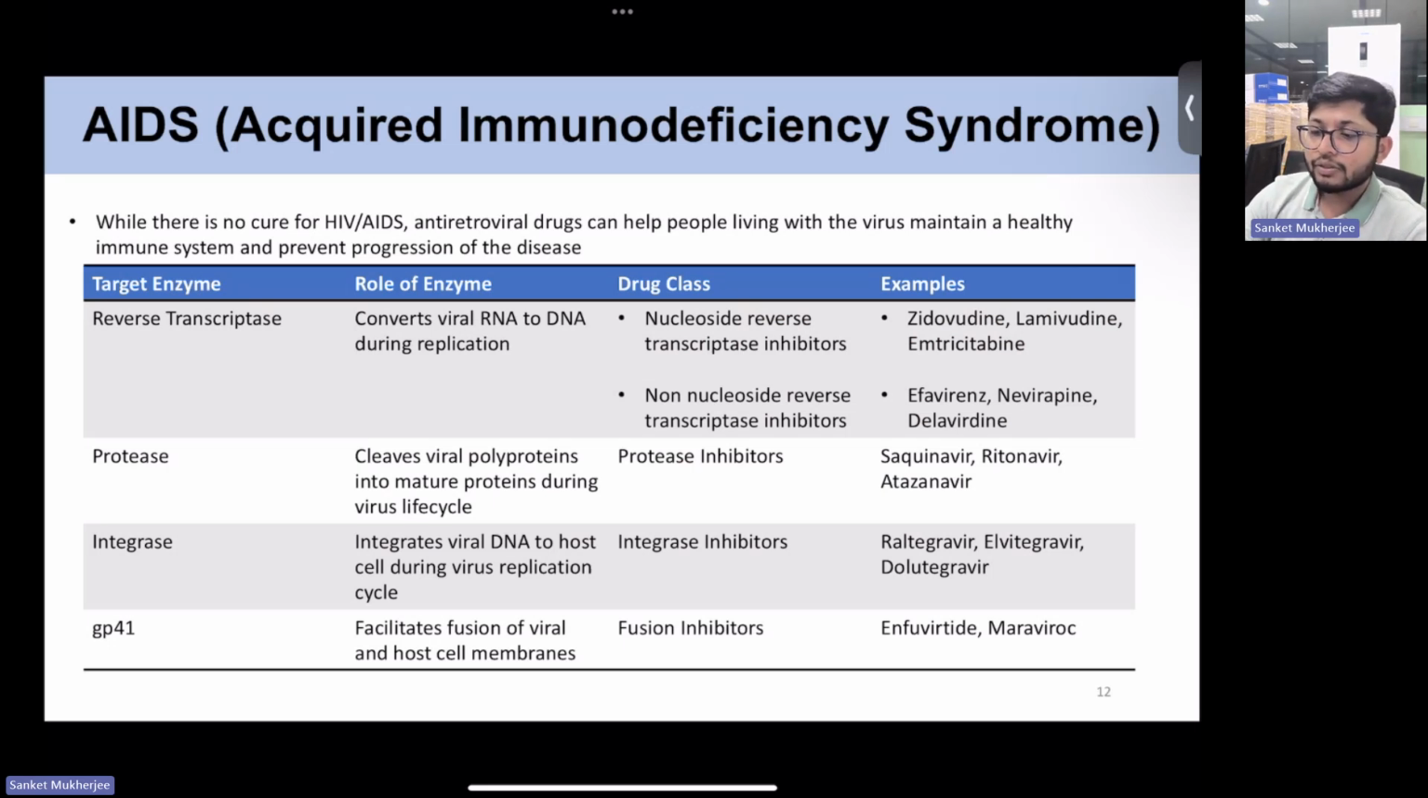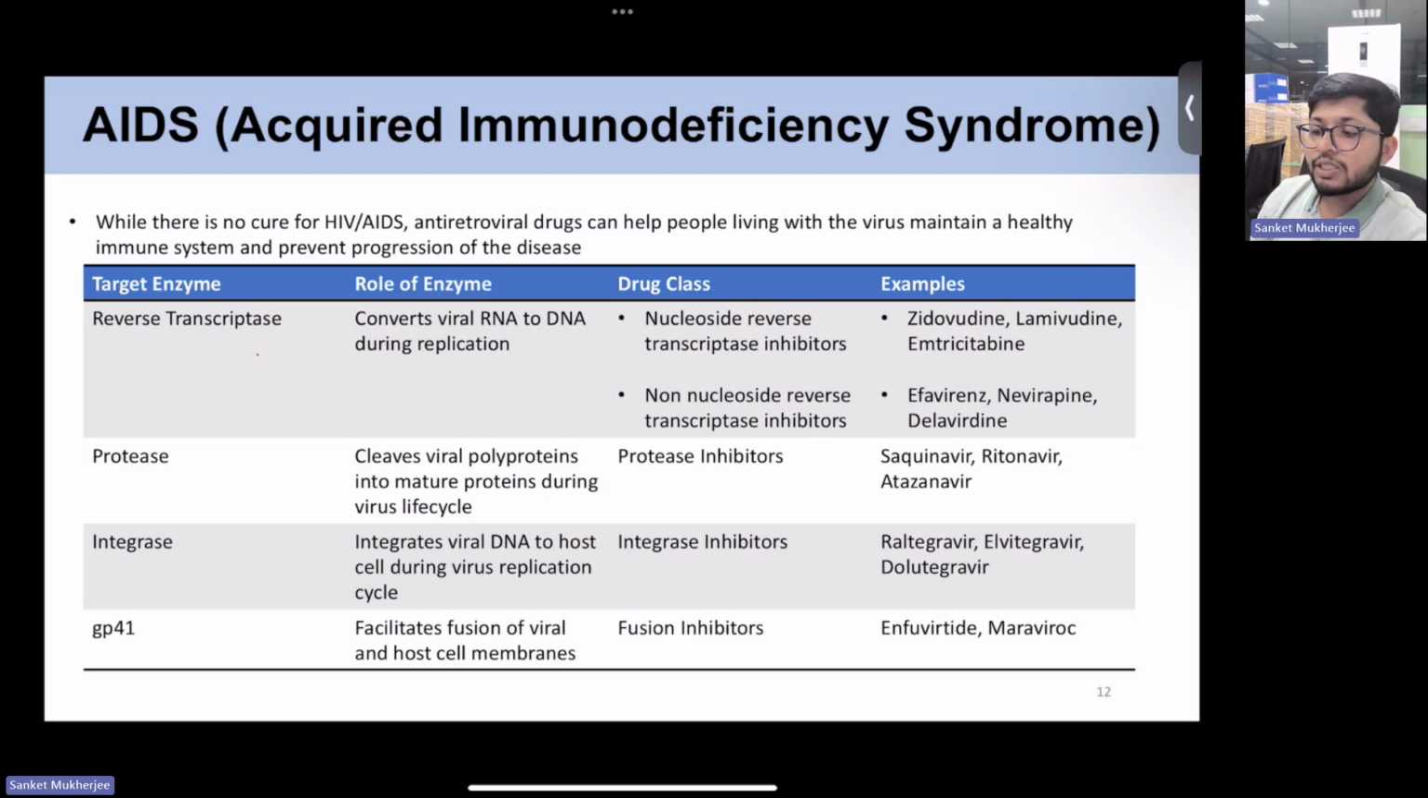For example, for the target enzyme reverse transcriptase, which converts viral RNA to DNA during replication, there could be nucleoside reverse transcriptase inhibitors, like zidovudine, lamivudine, and emtricitabine. These are nucleoside analogs which can prevent the reverse transcriptase from working. There could be non-nucleoside reverse transcriptase inhibitors as well, like efavirenz, nevirapine, and delavirdine. They can structurally impair the enzyme reverse transcriptase, making it non-functional.